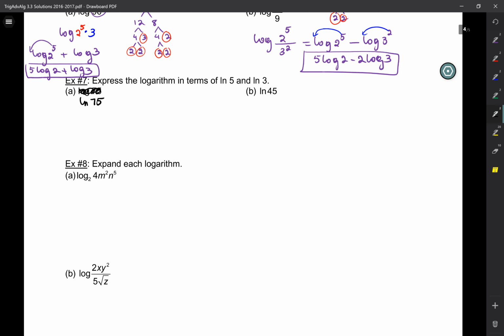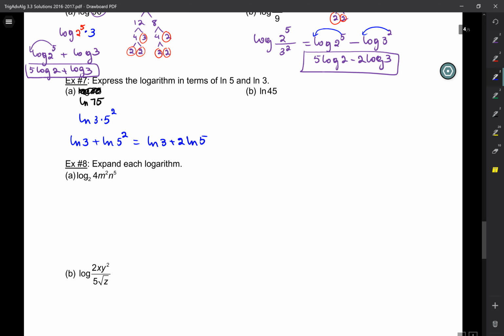75 is what? 25, 25, 25, right? So it's 3 times 25. I'm trying to do it mentally. And what's 25? 5 squared. So ln of 75 is really ln of 3 times 5 squared, right? So that's ln of 3, then what? Plus. Yep, and then what? Then you bring the 2 in front of the ln. Is that right? Okay, so you guys go ahead and do the next one.